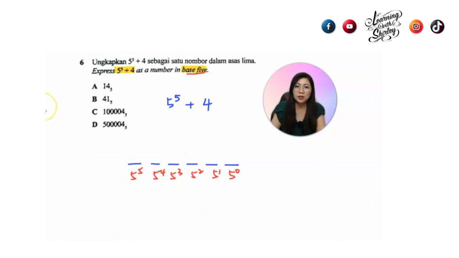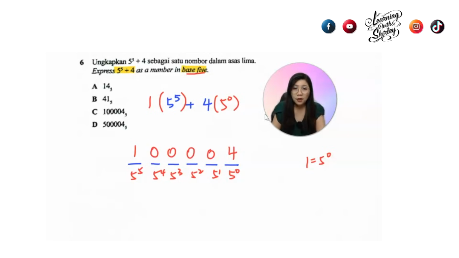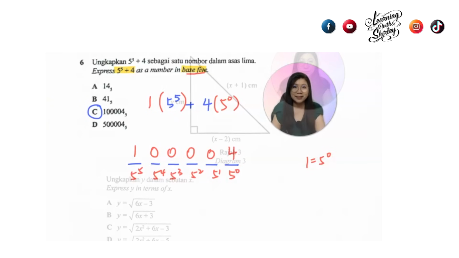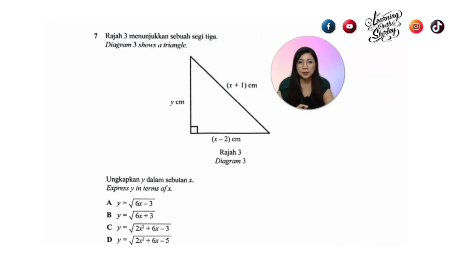Okay, so let's look at the question. Here we have 1 5 power 5. So here will be 1. And then 4 times what? 4 times 1, you get 4, right? So 1 is 5 power 0, right? So at 5 power 0, we have 4 here. And the rest we just fill up with 0. 1, 2, 3, 4. Okay, let's look at the options. A, B, C, D? Yes, the answer is C.